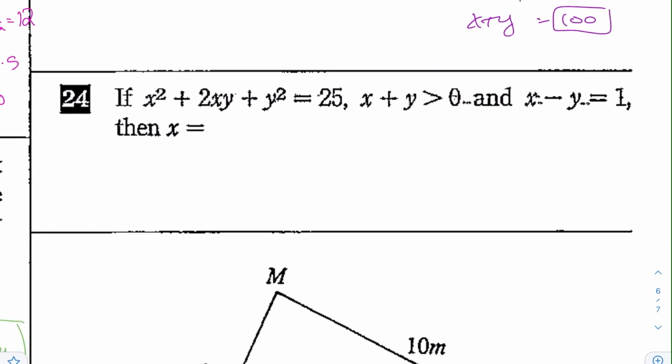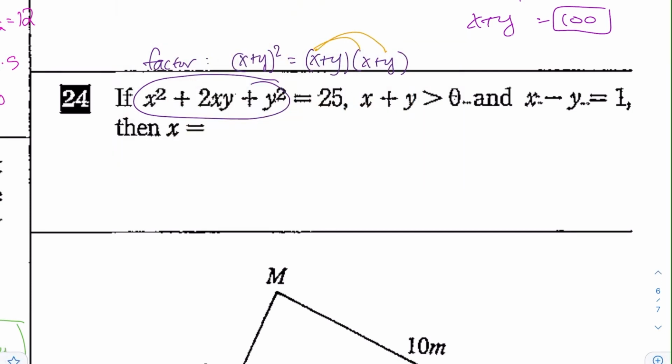Next, for number 24, if x squared plus 2xy plus y squared is equal to 25, and x plus y is greater than 0, and x minus y is equal to 1, then x is equal to. So the first thing to note is that this is one of your factoring patterns. When you factor this, it becomes x plus y squared, or x plus y times x plus y, and here you have to use the FOIL method to do double distribution.